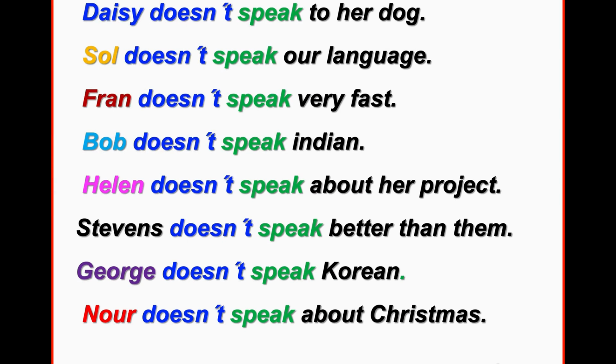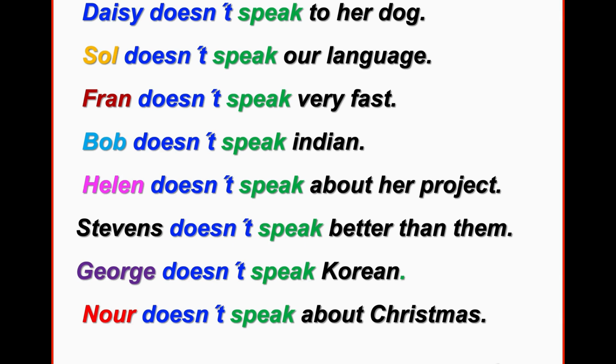Daisy doesn't speak to her dog. Saul doesn't speak our language. Fran doesn't speak very fast. Bob doesn't speak Indian. So Indian with capital letter because it's a language, it's a printing mistake. Helen doesn't speak about her project. Stevens doesn't speak better than them. George doesn't speak Korean. Noor doesn't speak about Christmas.